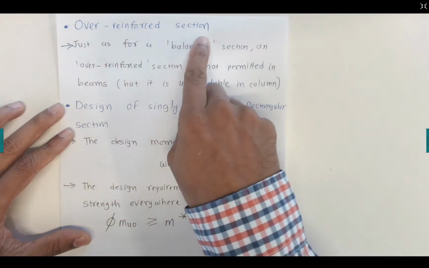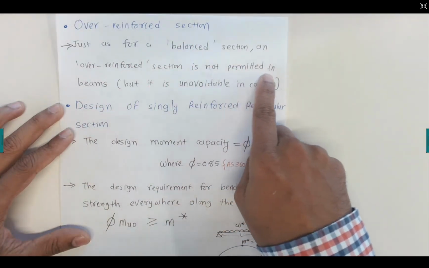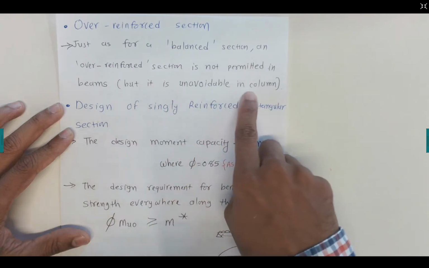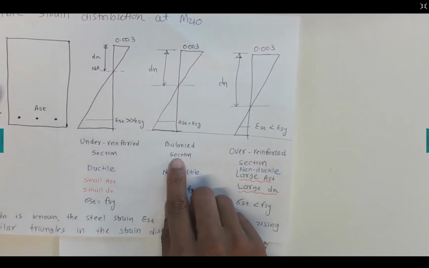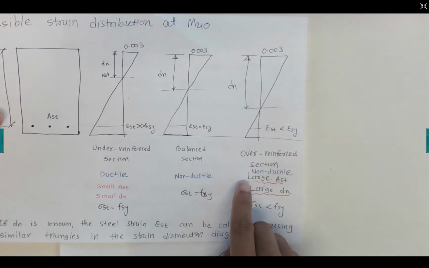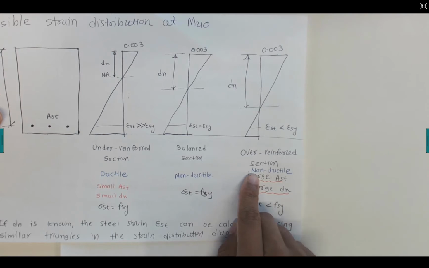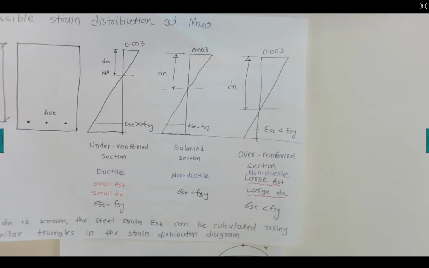Now, over reinforced section, just as with the balanced section, is not permitted in a beam, but it is unavoidable in a column. Like the balanced section, it is not permitted because of its non-ductile behavior, and the over reinforced section is not permitted because of its non-ductile behavior. Only the under reinforced section is permitted.